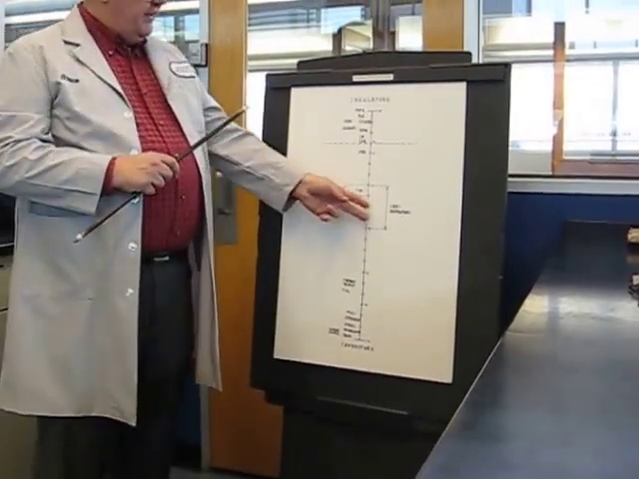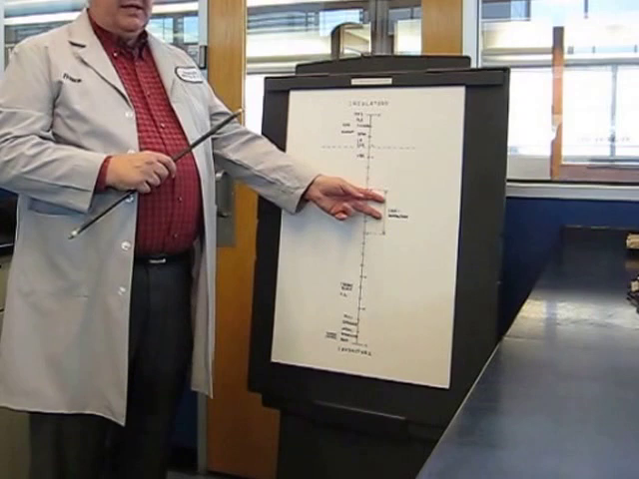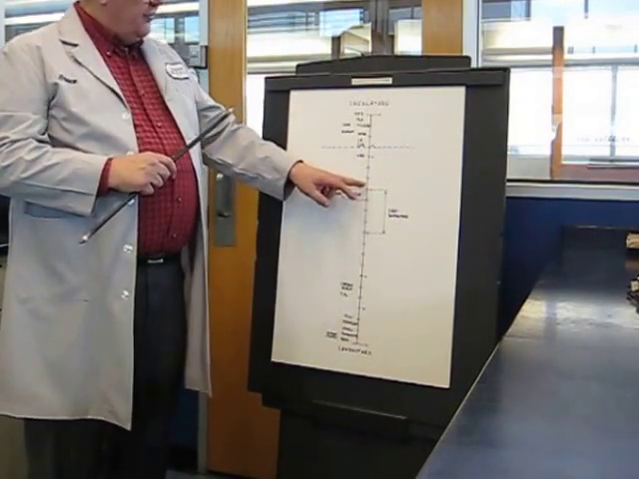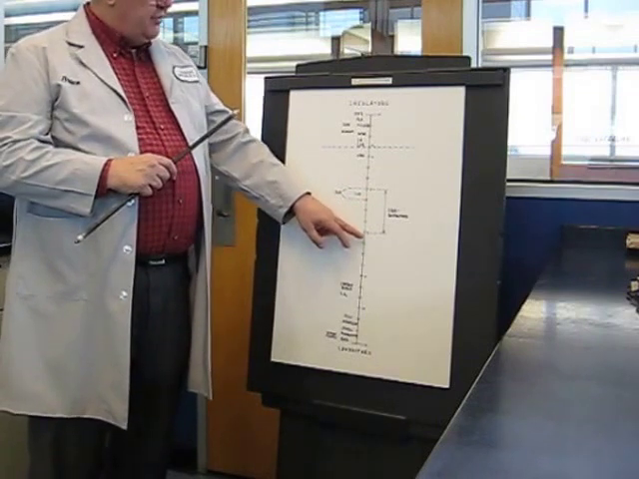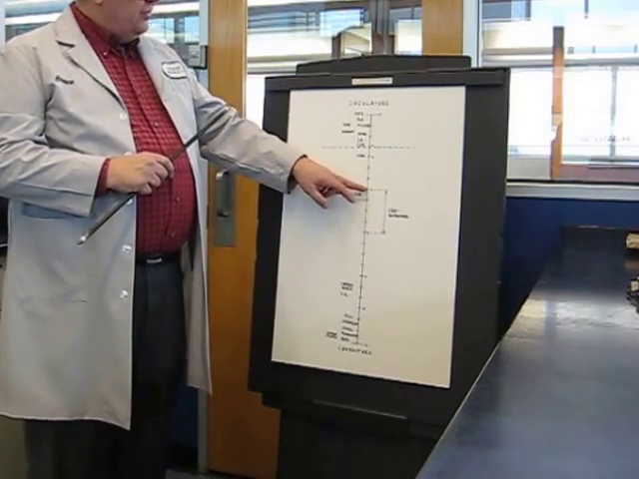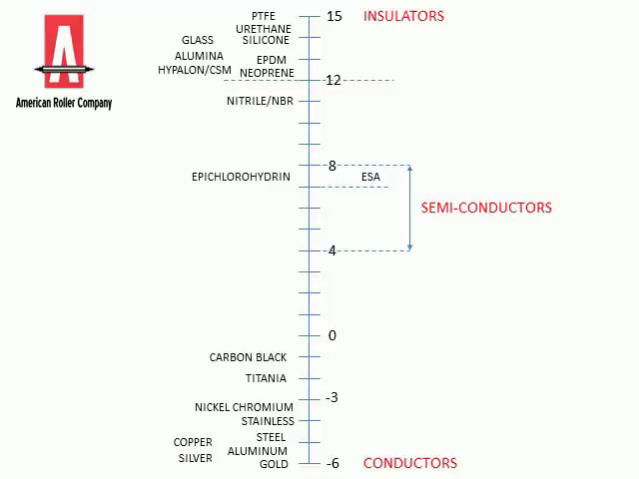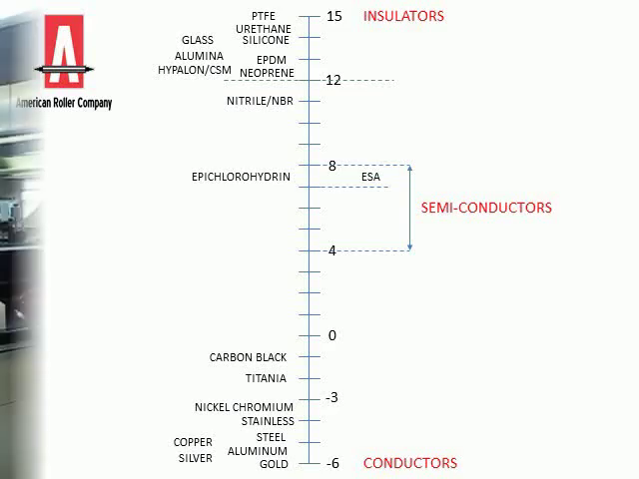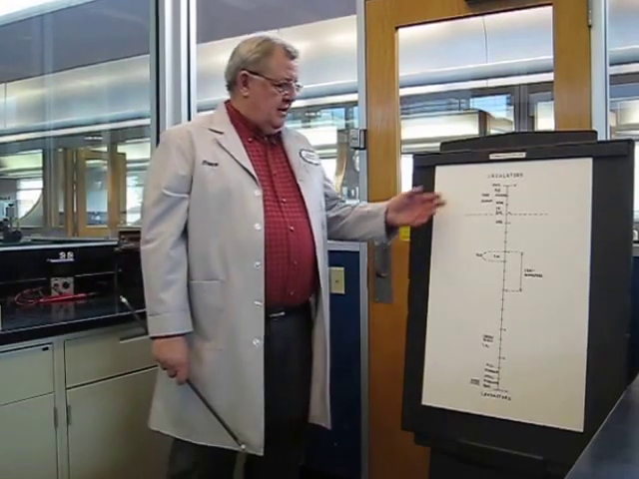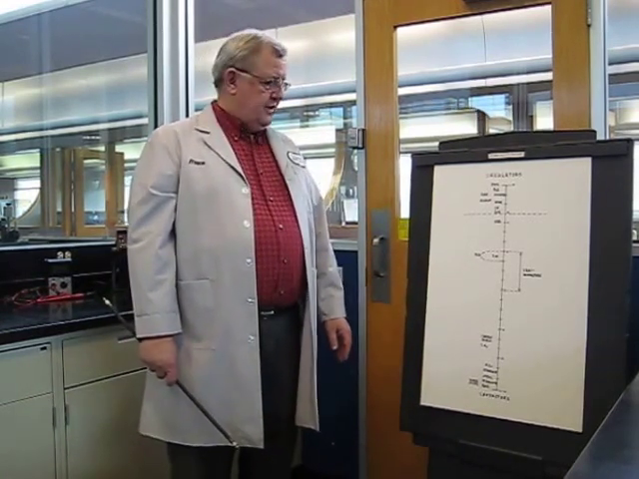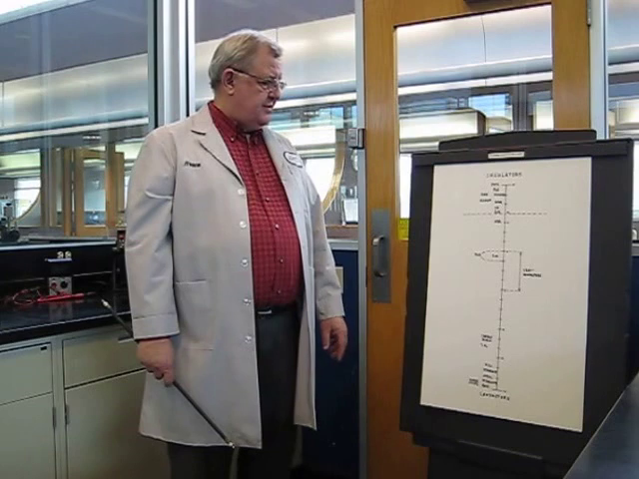And then we have materials that are semi-conductors, and they are typically in the 10 to the 4th to 10 to the 8th ohms range, which is 10,000 to 100 million. Okay, so we have this huge range of resistance for various materials.